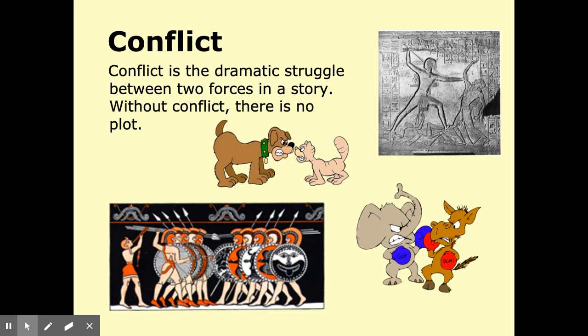Every story also has some type of conflict. This is the dramatic struggle between two forces or two people in a story. And without conflict, there really wouldn't be a story to begin with. There wouldn't be a plot because there would be nothing to say. It's the conflict that creates the actions and the decisions and the consequences that make a story worth telling.